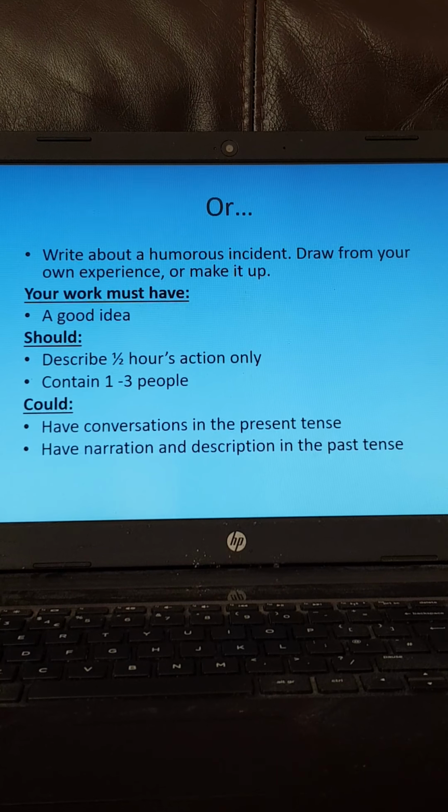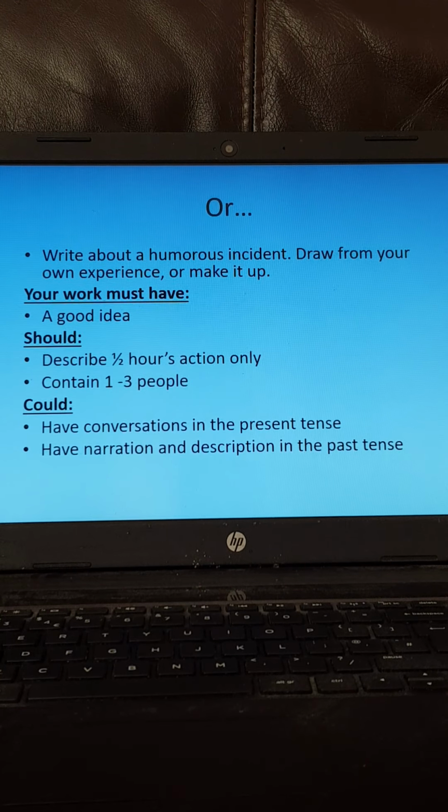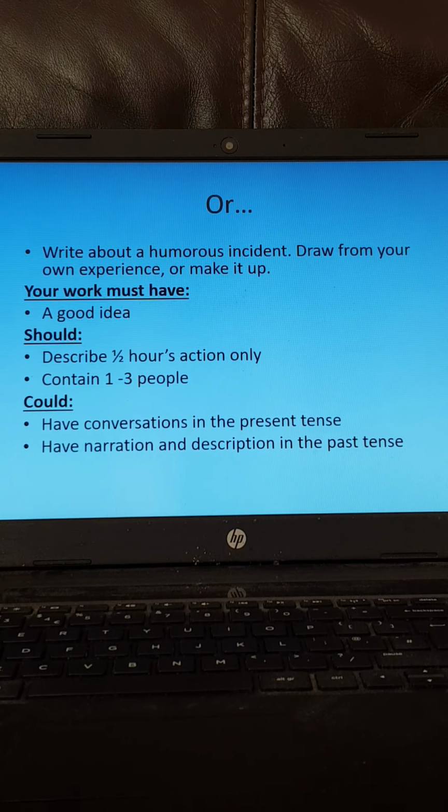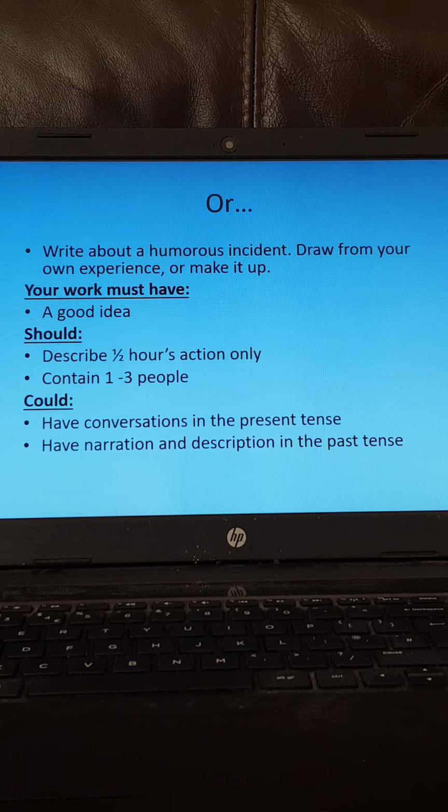So Year Eights, we're going to be doing our last lesson on genre today. If you think about all the different genres we've looked at, we started off with horror, we've done action and adventure, we've done science fiction, science fantasy. Yesterday we did humour. Today we are moving on to romance.